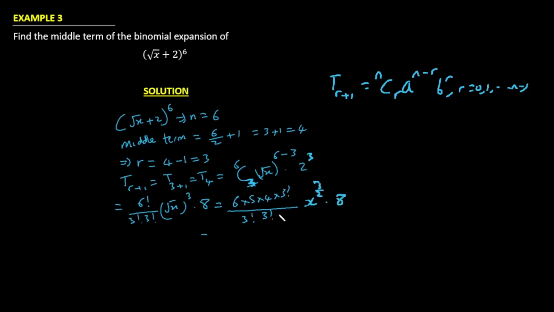So we cancel 3 factorial, then 3 factorial, which is 6, cancel 6, then 5 times 4 times 8. We end up having 160. Then we have x to the power of 3 over 2. So therefore we consider the middle term. The middle term is going to be equal to 160 x to the power of 3 over 2.